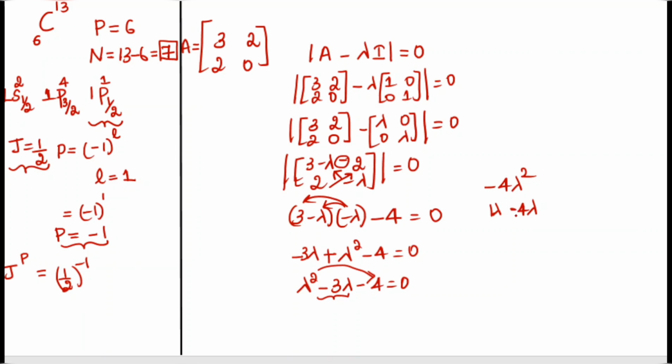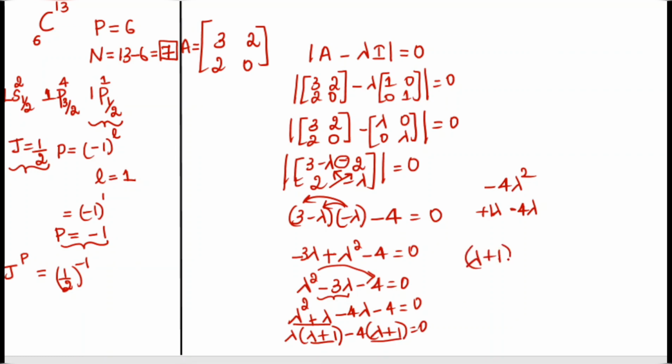Put minus 4, then we get the answer correct. Minus 4 plus 1 is minus 3, so we get minus 3 lambda. So lambda square minus 4 lambda plus lambda minus 4, which is equal to 0. Now take common: lambda I can take common in the first two terms, what is remaining is lambda minus 4. Here plus 1 I can take common in the last two terms, what is remaining is lambda minus 4, which is equal to 0. Now the common factor is lambda minus 4, and the remaining is lambda plus 1, which is equal to 0.